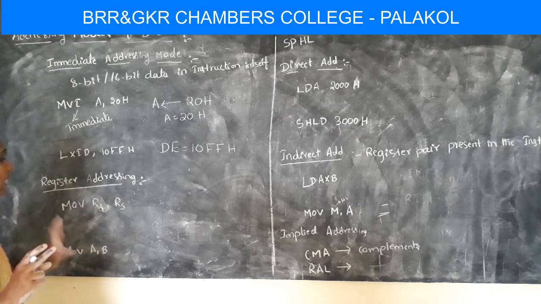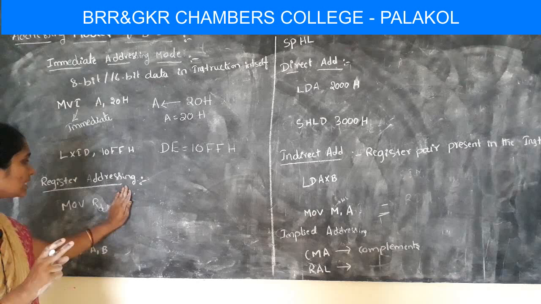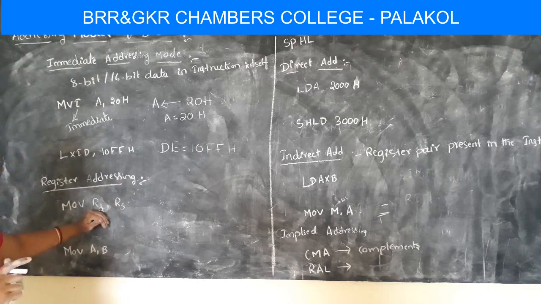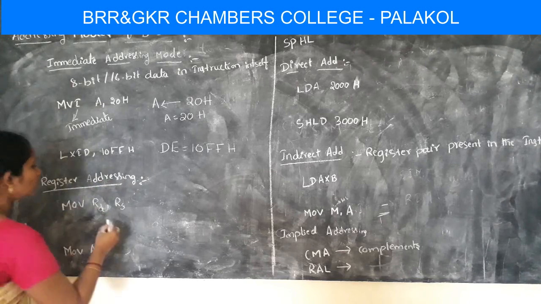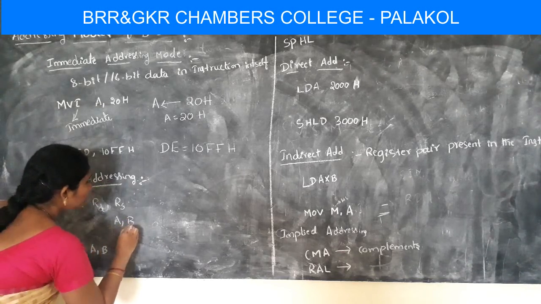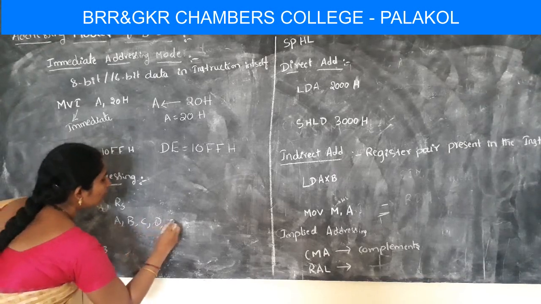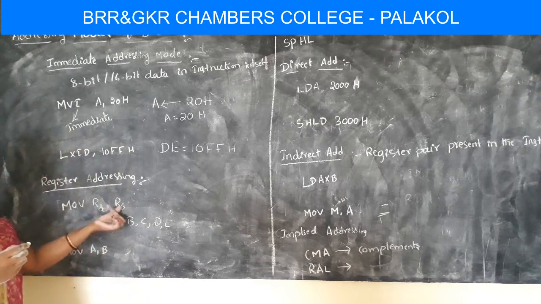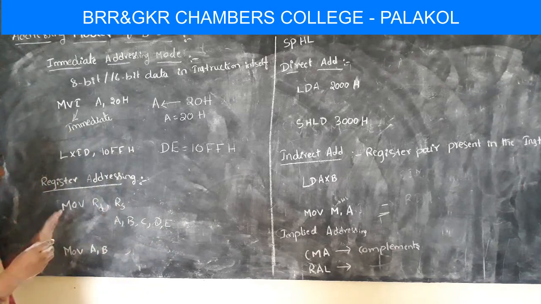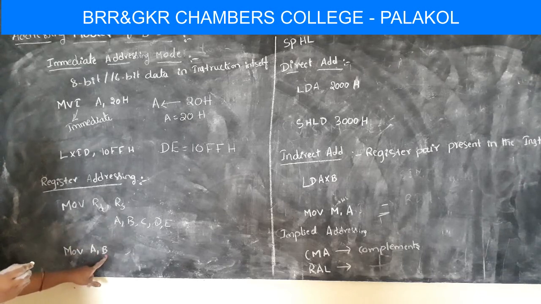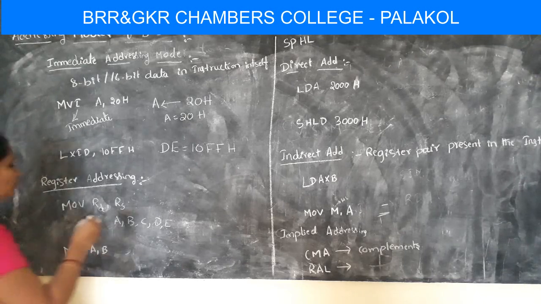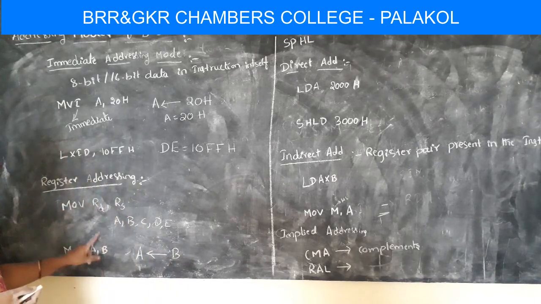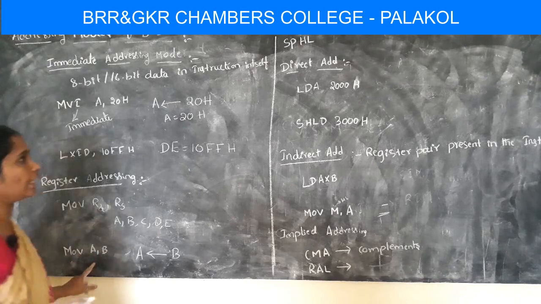So that means the contents in this RS register are moved to this RD register. Here we have so many registers: A, B, C, D, E. We have to use all these registers in place of these two registers. Another example is MOV A, B. The meaning is that the contents of B are moved to the accumulator.